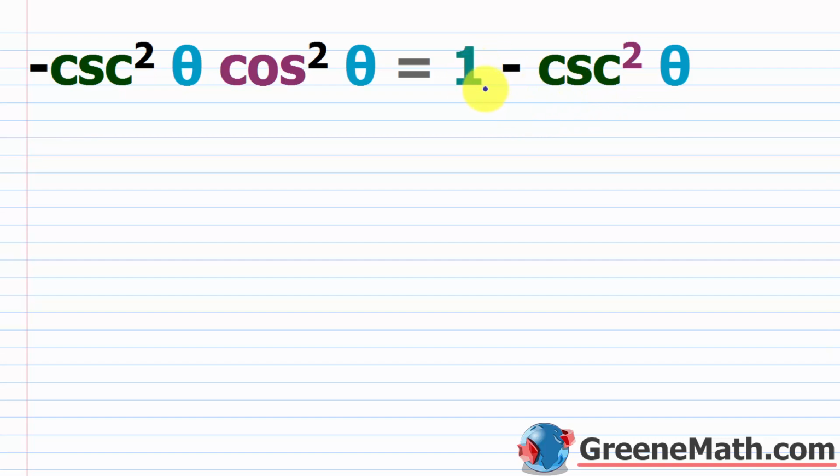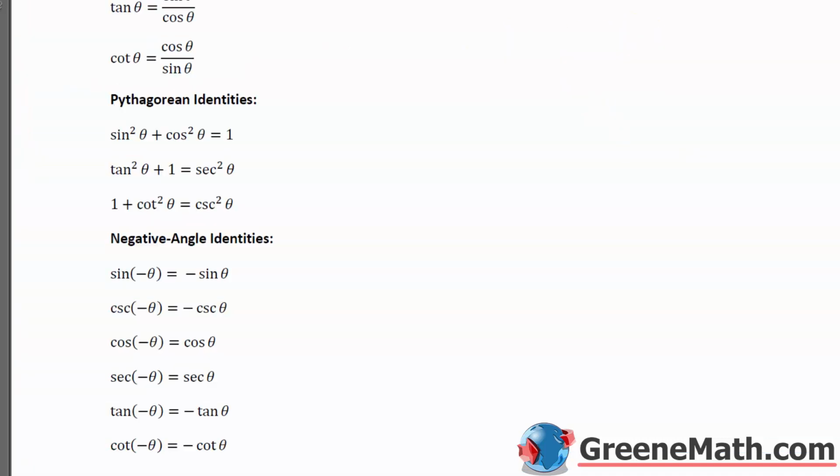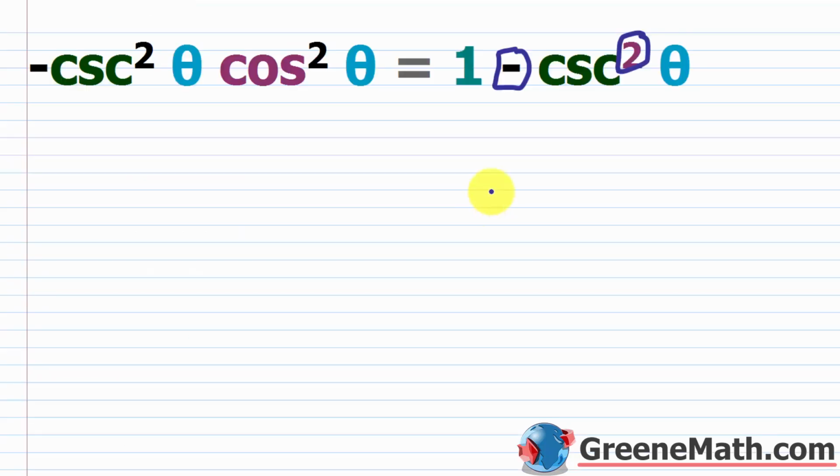Whenever I see something that looks like this, I'm thinking about the Pythagorean identities. I have a minus or a plus with a 1 here, and this is squared. If I look at my little handout here, I want you to think about this one right here. So 1 plus cotangent squared theta is equal to cosecant squared theta, okay? So we'll come back to that in a moment. And I'm just going to work through this.